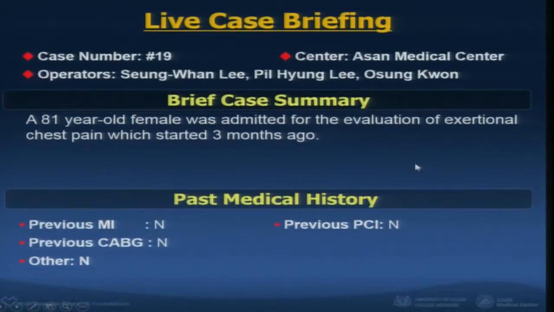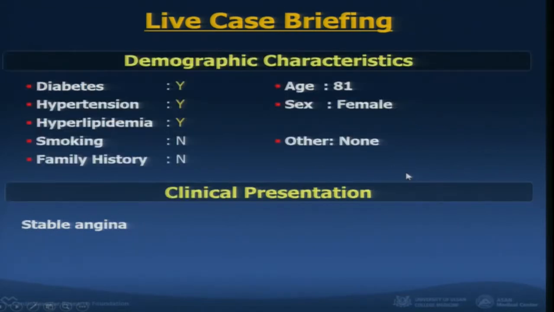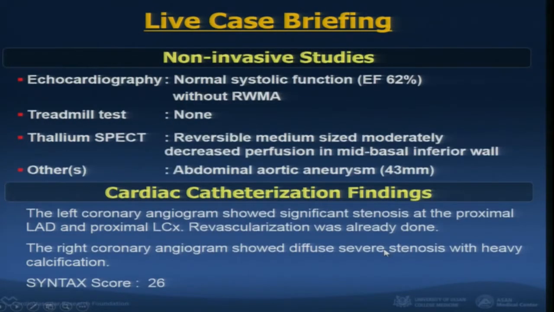This patient is an 81-year-old female admitted for evaluation of exertional chest pain that started 3 months ago. So we checked the angiography and found multivessel coronary disease. The demographics include diabetes, hypertension, and hyperlipidemia, and the clinical presentation is stable angina. Next.